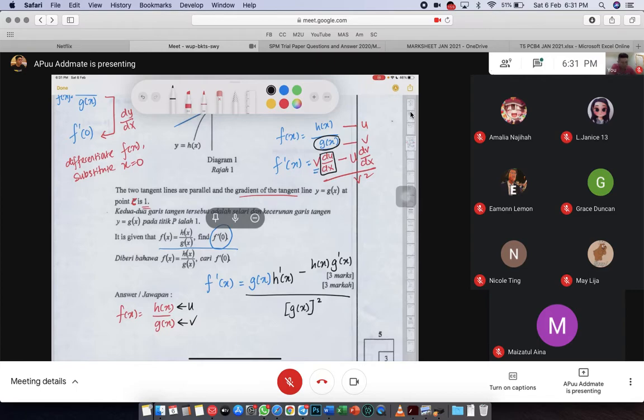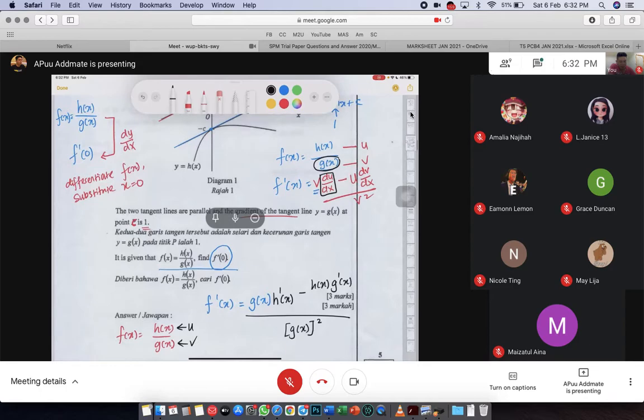Masih dapat? Cuma dalam kes ni kan, dia bagi dalam bentuk hx and gx. Dia tak bagi tahu dalam bentuk x and y ataupun dia punya function. Dia cuma bagi tahu simbol je. They give you h and also g in this case. Alright? Okay, now let me ask you one question.